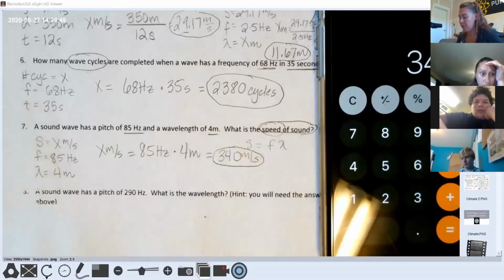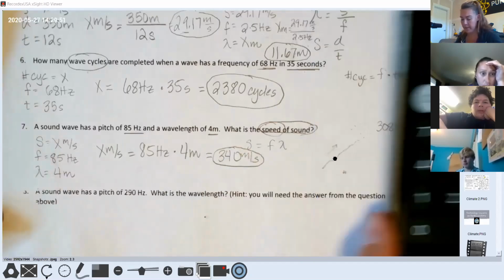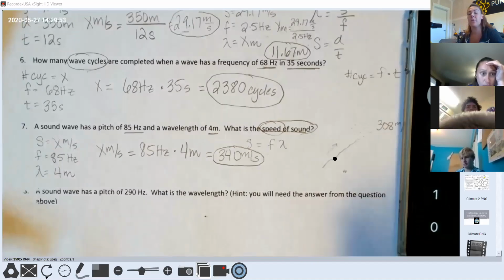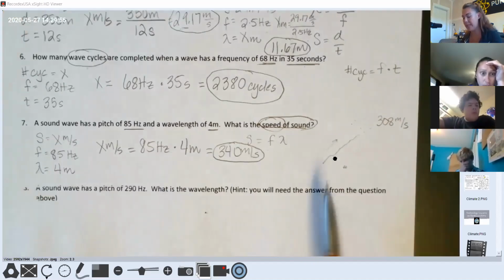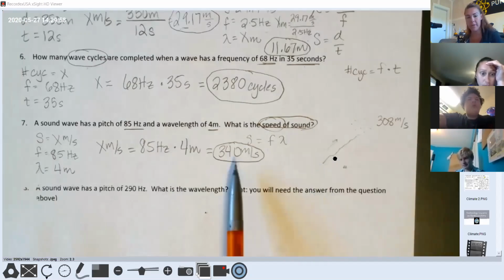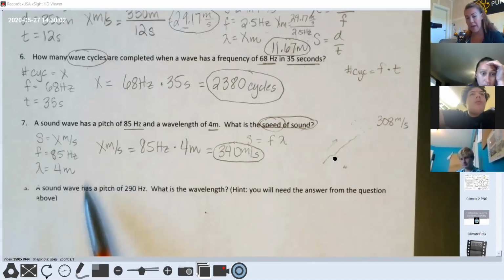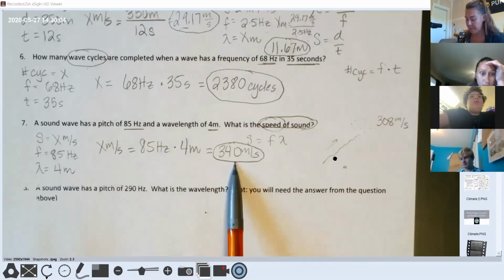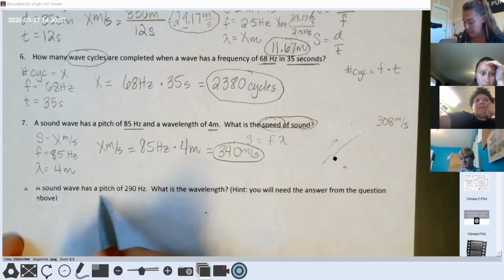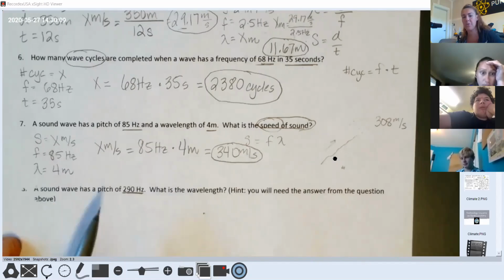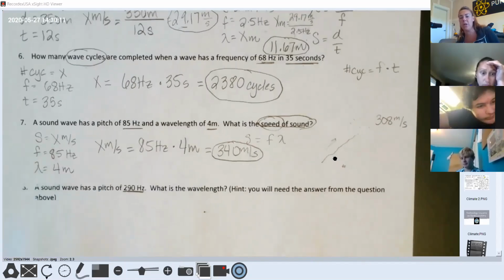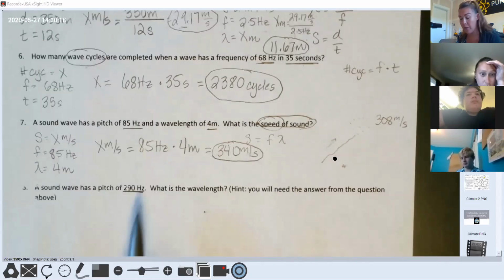Okay, so we're going to move on to the next one because if you read the last one, it says you will need the answer from the question above to do this. So it says a sound wave, well, we just found the speed of sound, okay? So a sound wave has a pitch of 290 hertz. Now don't let the word pitch scare you. It's still hertz. Remember, pitch and frequency go hand in hand when we're talking about sound. So this is the frequency or the pitch of whatever sound you're hearing.